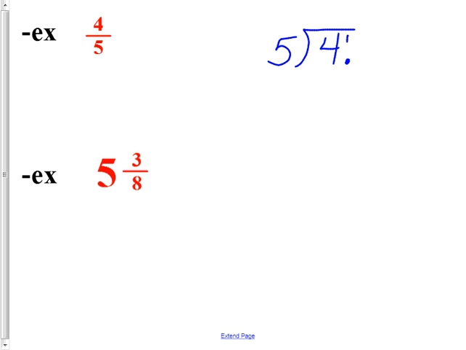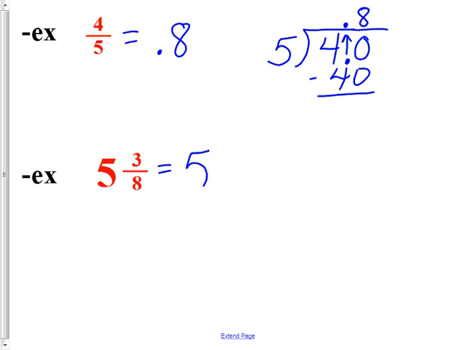I'm going to need to annex and bring up a decimal, and then annex a 0. 5 goes into 40 8 times. 8 times 5 is 40. And I have solved that problem. That one was easy. All right, the next one, 5 3/8. Go ahead and copy the 5 so that you don't forget to do it. And then 3 divided by 8. Pause while you try it and then check and see if you've gotten it correct.